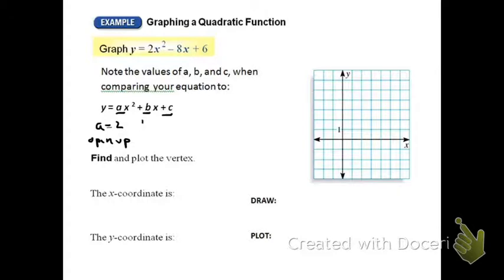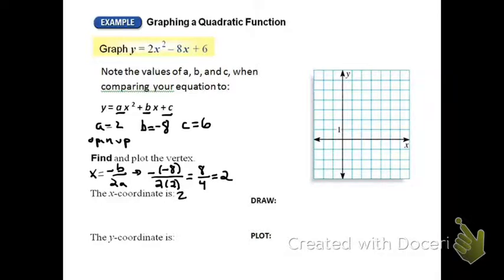The b value is the coefficient of x. That's negative 8. And my c value is just positive 6. What I'm going to do now is find and plot the vertex. I recall from that last slide, the x-coordinate of the vertex is calculated by negative b over twice the a value. Since I have my a and b value written above, I can determine the x-coordinate of the vertex by doing the opposite of negative 8 and dividing that by twice the a value, 2. That's going to be positive 8, the two negatives make a positive, divided by 4, giving me an x-coordinate of the vertex of 2.